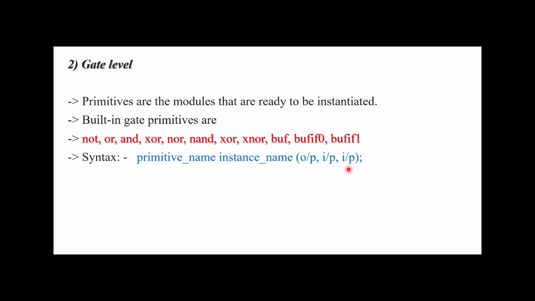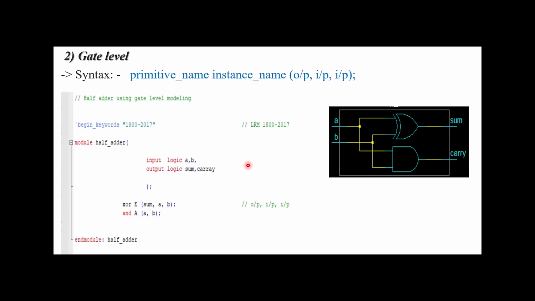Very simple. Let me show you a simple half adder implementation using the gate level model. If you see the structure of the half adder, it is very simple: first the XOR gate, then the AND gate. As you can see in this box, there are two inputs A and B, and outputs sum and carry.